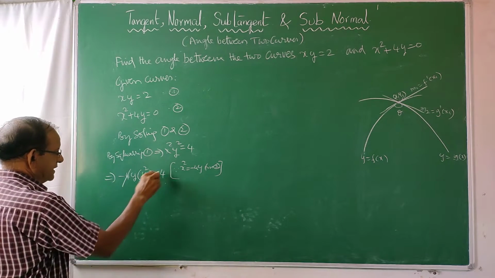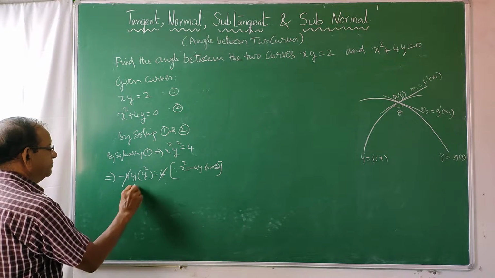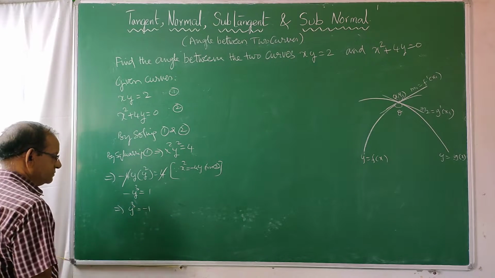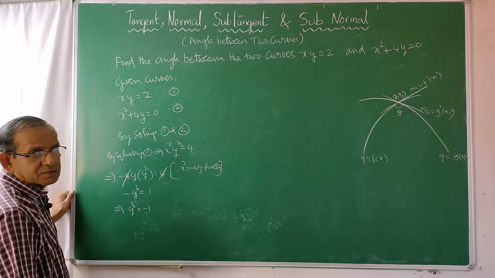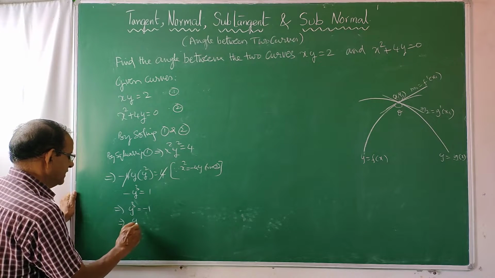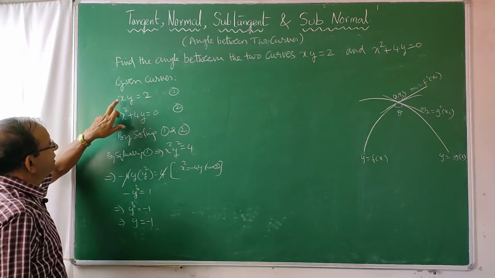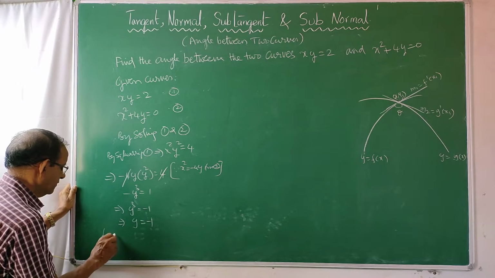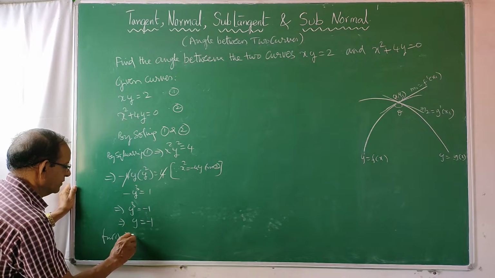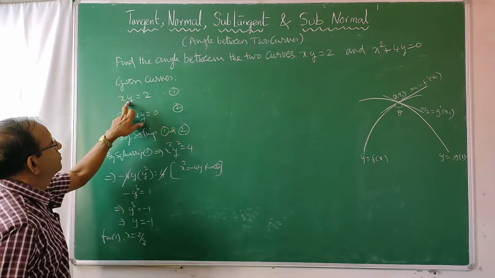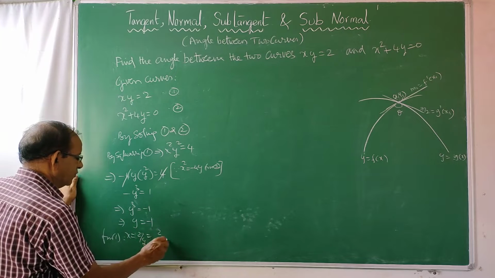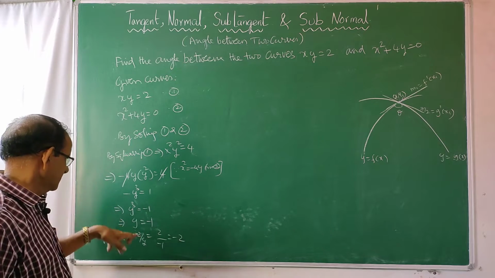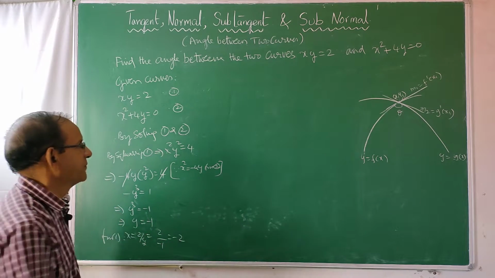Now 4 is cancelled on both sides. So minus y cube is equal to 1. That implies y cube is minus 1. So y is equal to cube root of minus 1, that is minus 1. We have to find out x value. From 1, x is equal to 2 by y, but y is minus 1. 2 by minus 1 equal to minus 2. So point of intersection x1, y1 is minus 2 comma minus 1.